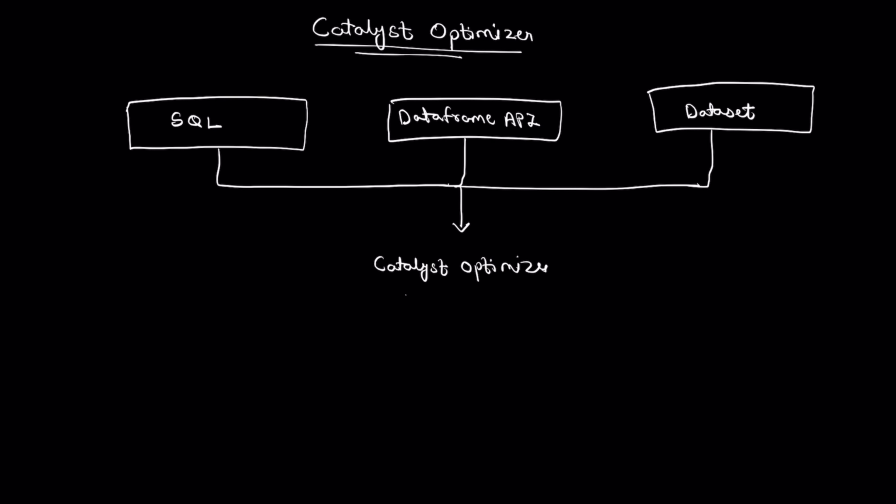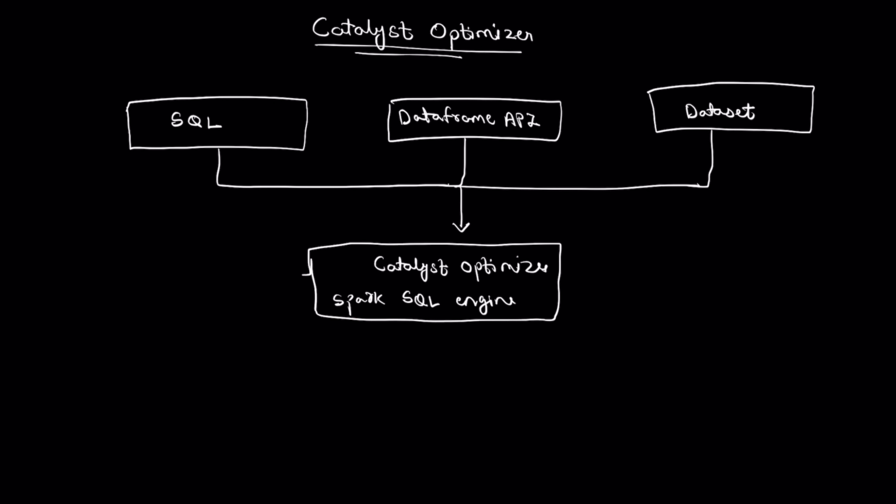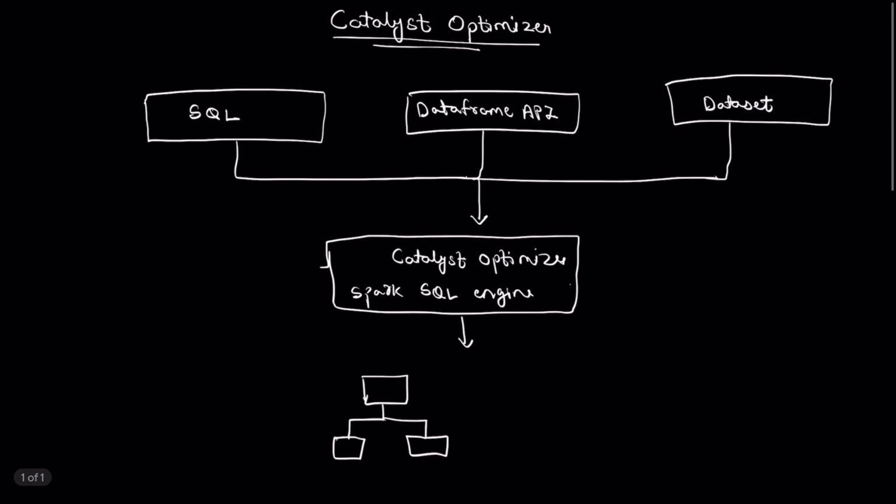You can also say it as SQL engine. And what this Catalyst Optimizer does is it will be creating an RDD lineage. How exactly our code will be getting executed will be decided by the Catalyst Optimizer. Hence, it is very important to understand.